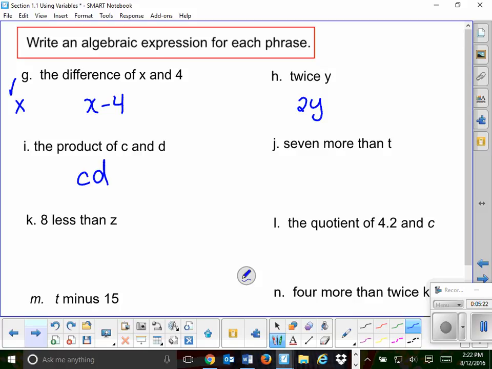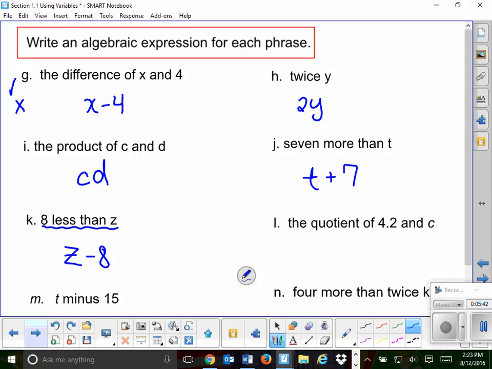7 more than T, and 7 more than this is T plus 7. 8 less than Z, this is the one that I know some people got wrong. If you wrote 8 minus D, that's wrong. 8 less than Z would be Z, and then you want 8 less than that, subtract it away.